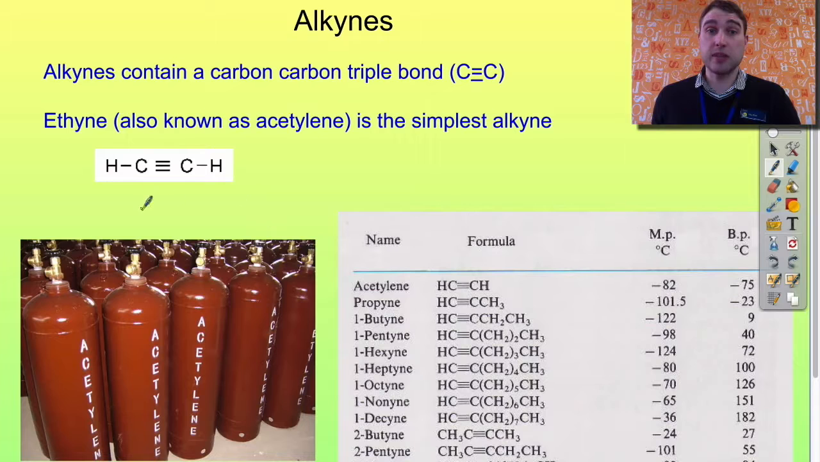Next group we're going to look at is the alkynes. They contain at least one carbon-carbon triple bond. So here's an example here in acetylene. Acetylene is poorly named. It should be called ethyne or ethylene.